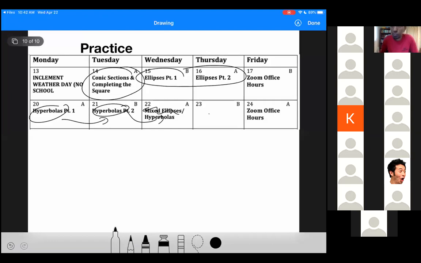So there's a practice that's posted on Google Classroom there. So for this week, you should have 2 practices that you're responsible to do: hyperbola part 1 practice and hyperbola part 2 practice, both of which are posted on Google Classroom. And those are all due Friday at 4:20. So it's a little bit of a lighter week this week.